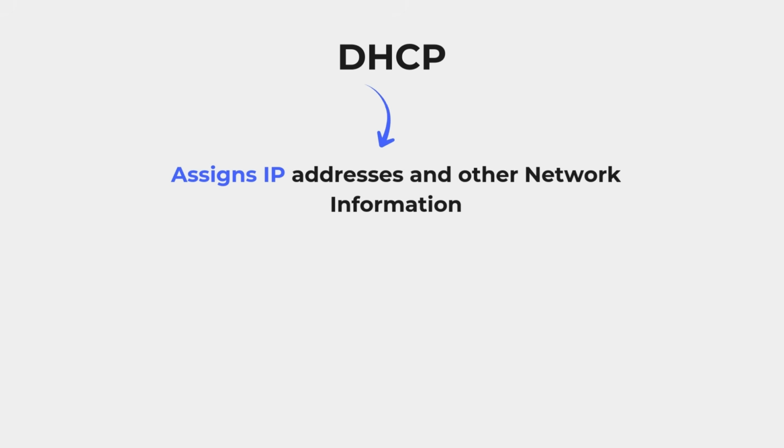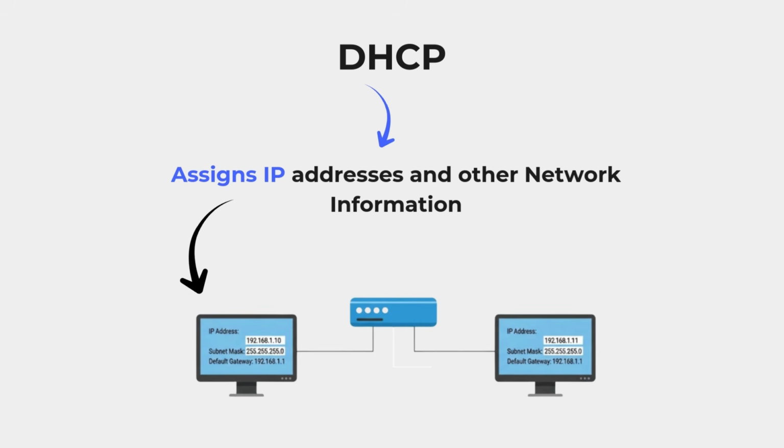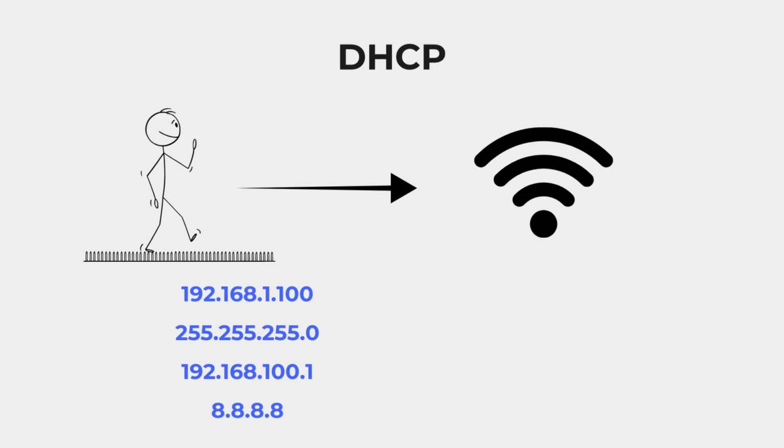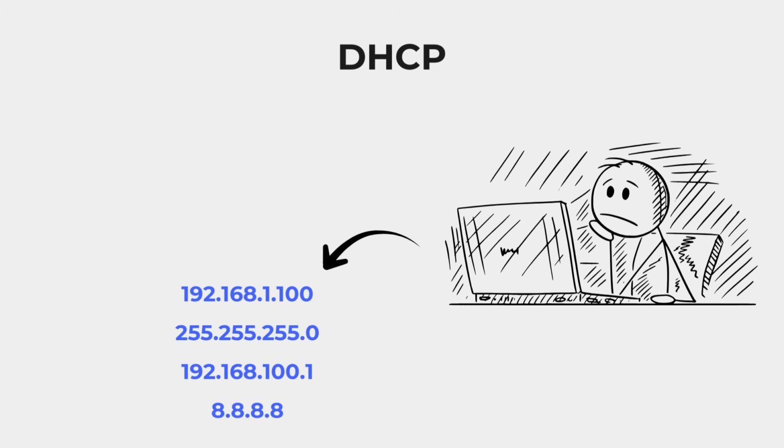DHCP, or Dynamic Host Configuration Protocol, is a network protocol that automatically assigns IP addresses and other network settings to devices. This lets devices communicate efficiently. Imagine walking into a cafe and connecting to its Wi-Fi. Without DHCP, you would have to manually enter your IP address, subnet mask, default gateway, and DNS server every single time. That would be a nightmare.